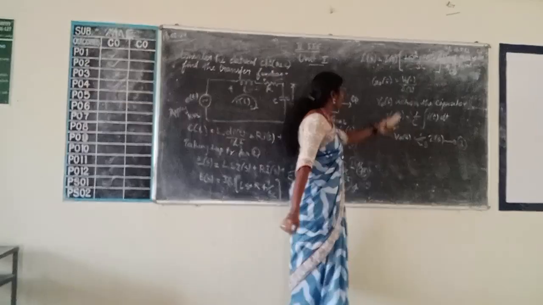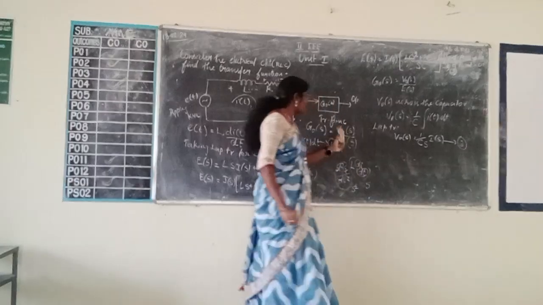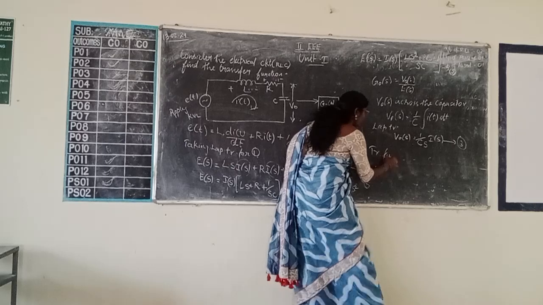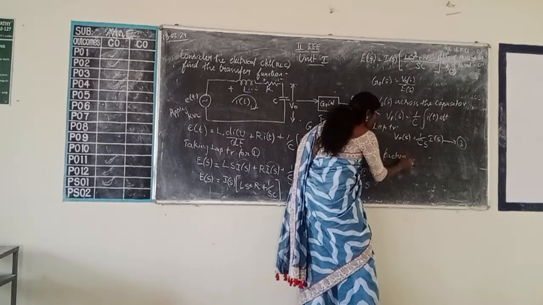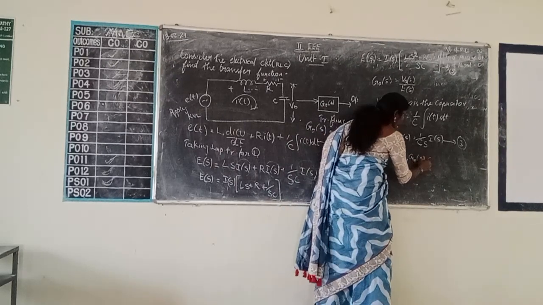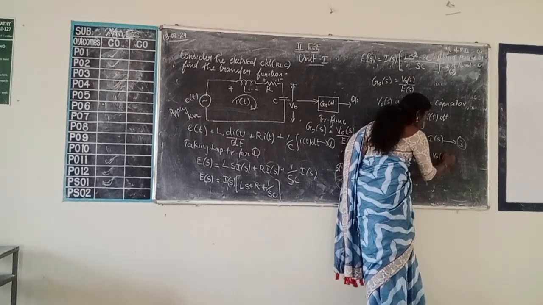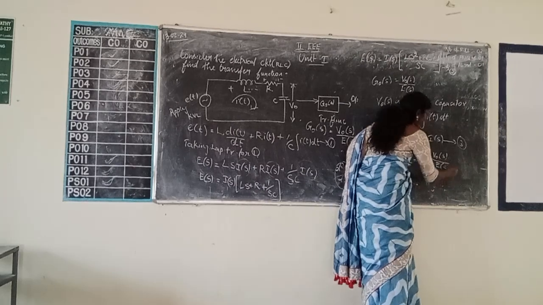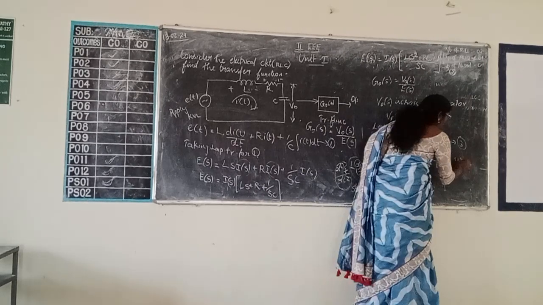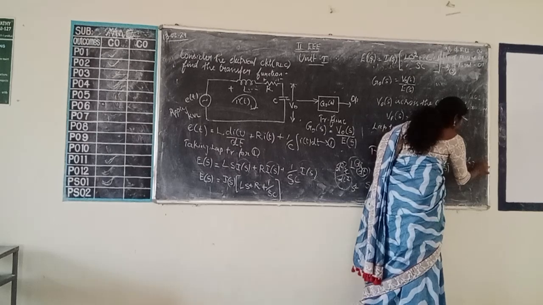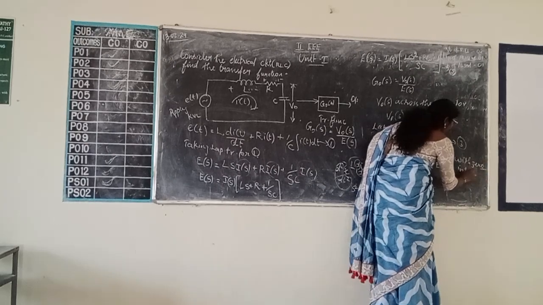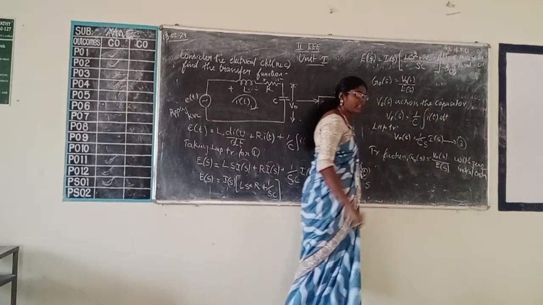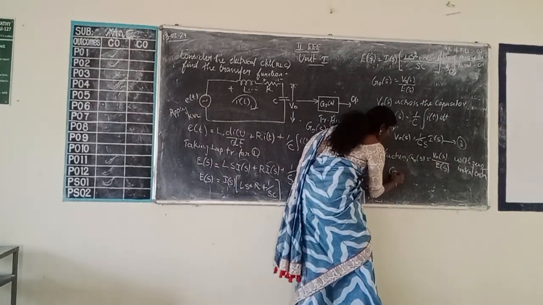Now we know V naught of S as well as E of S. Can you substitute into the transfer function formula? The transfer function G naught of S is equal to V naught of S divided by E of S, output divided by input. We have to mention the zero initial condition.